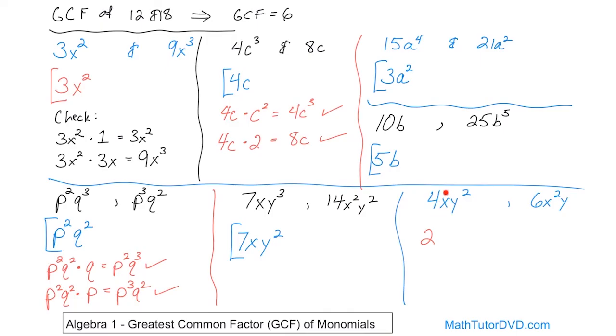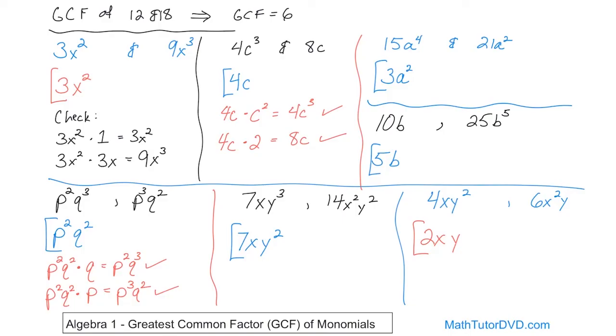Then I have a single x here, and I have 2 x's multiplied, x squared, so I have 2 of them here. What's the biggest thing common? It's just the single x. And then I look at the y. I have 2 y's here, and I have 1 y here. What's the biggest thing common to both? It's just a single y. 2 times x times y is the final answer.